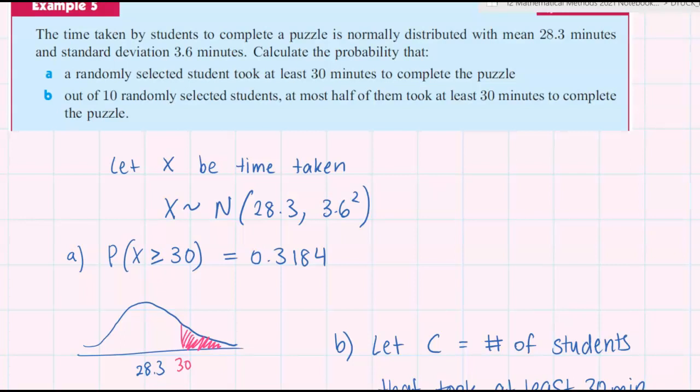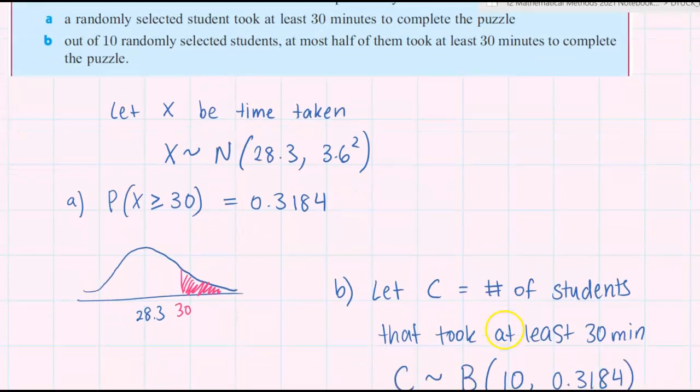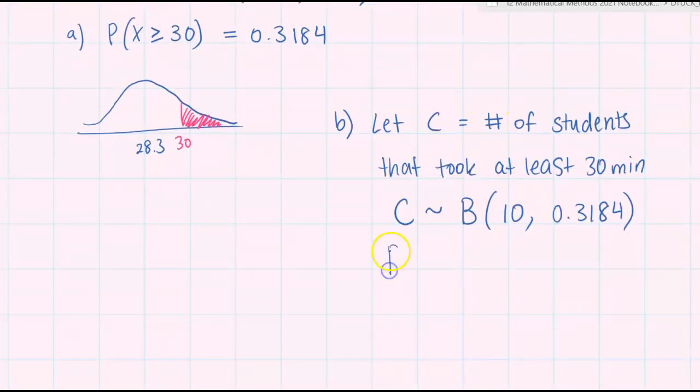The question says, out of 10, what's the probability that at most half took 30 minutes? So what are we actually solving for? The probability that C is at most half. What does that mean? Maximum of 5. Why 5? Because that's half of 10.